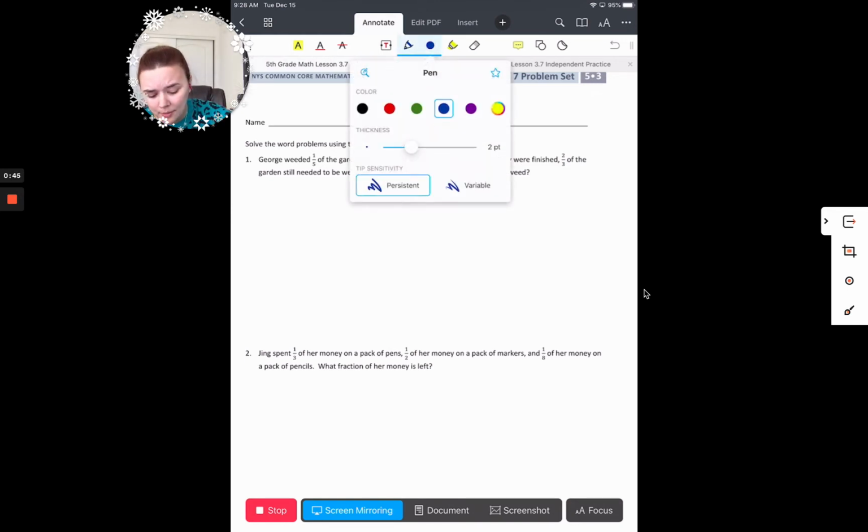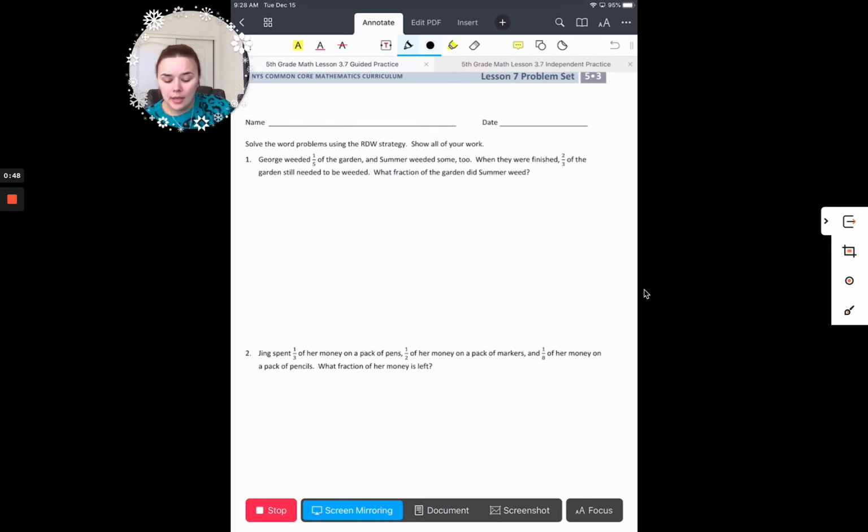So let me get my pen out. So if we think of our garden as being kind of this big rectangle, we know that George weeded about 1/5 of it. So I'm going to put a G and I'm going to put 1/5. And then 2/3 of it is still needing to be weeded. So we'll put 2/3 over here. And then Summer, we don't know. We need to figure out how much Summer did.